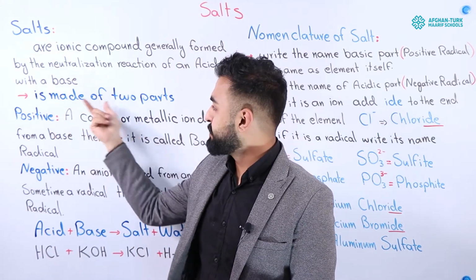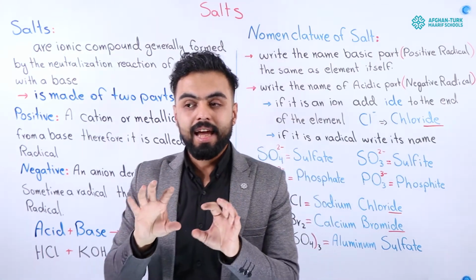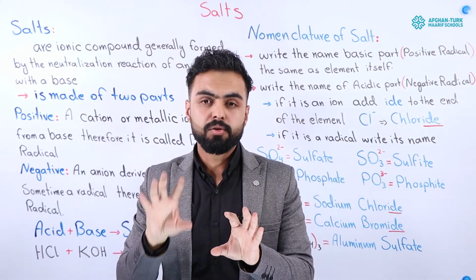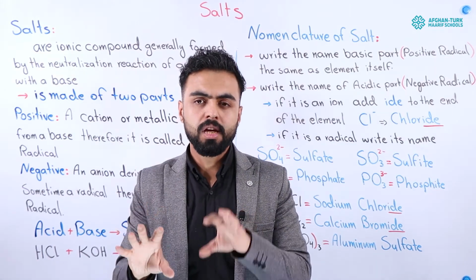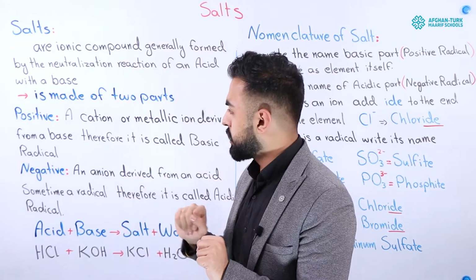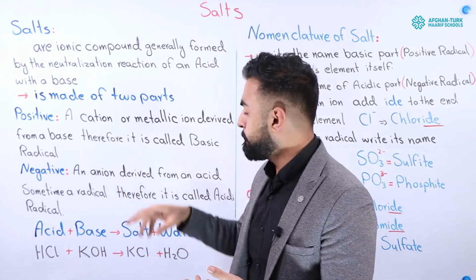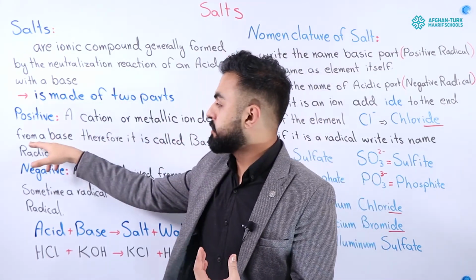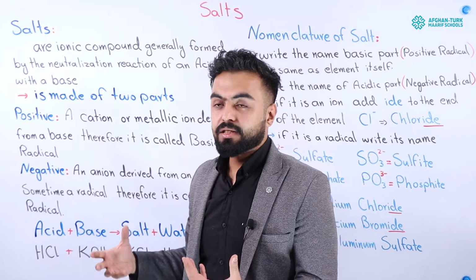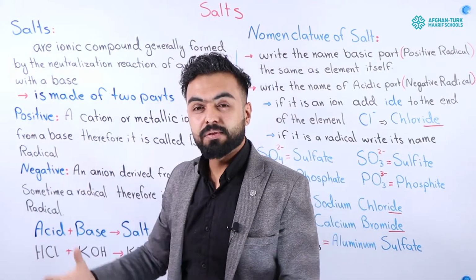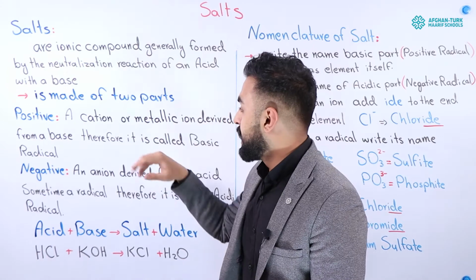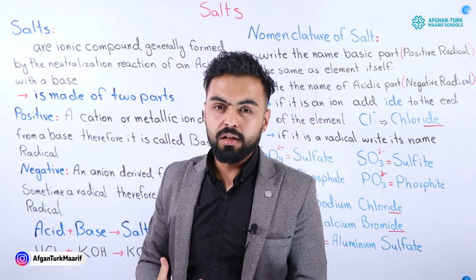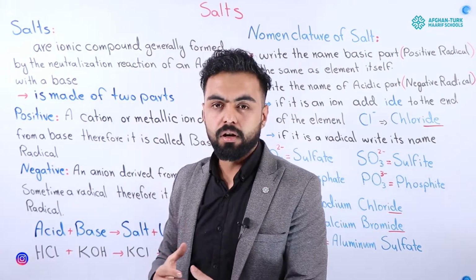So salt is made of two parts. As with most ionic compounds, it has two parts. One is the positive part and another one is the negative part. So the positive part, what is that? A cation or metallic ion derived from a base. So the positive part comes from a base. Therefore, it is called the basic radical, because it comes from a base.